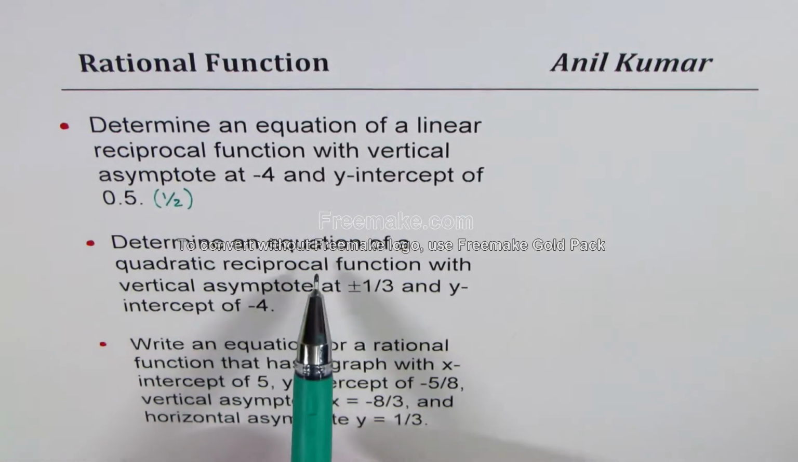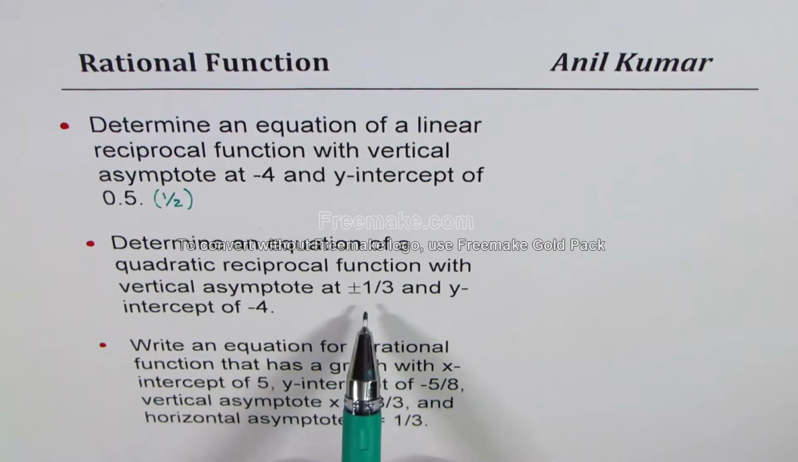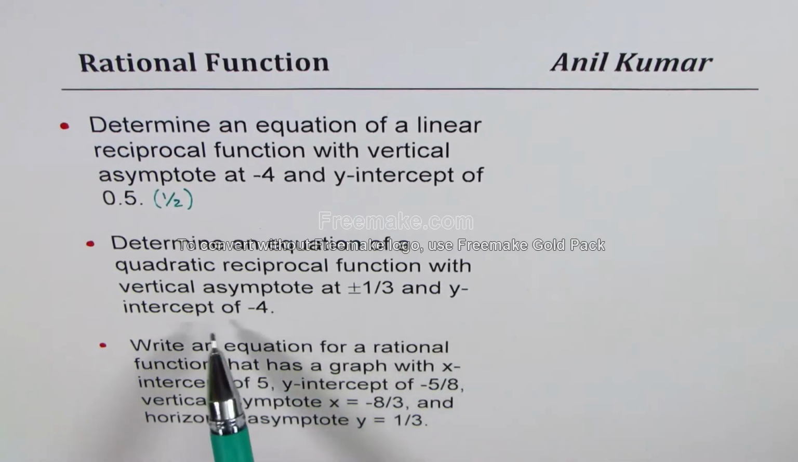Second is determine an equation of a quadratic reciprocal function with vertical asymptote at ±1/3 and y-intercept of -4. Third one is write an equation for a rational function that has a graph with x-intercept of 5, y-intercept of -5/8, vertical asymptote x equals -8/3, and horizontal asymptote y equals 1/3. You can actually pause the video, answer the question, and then look into my suggestions.